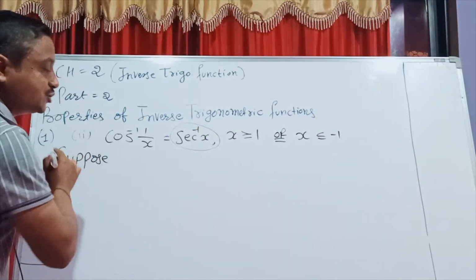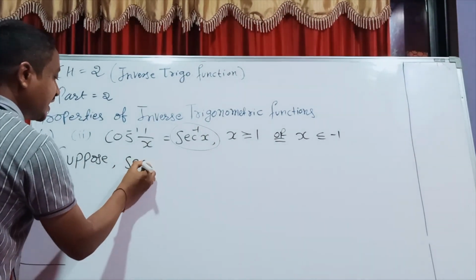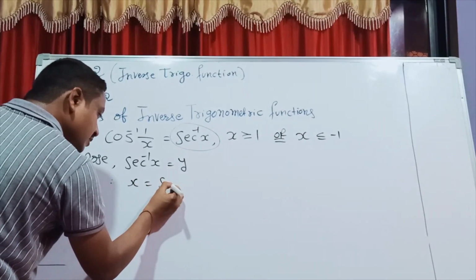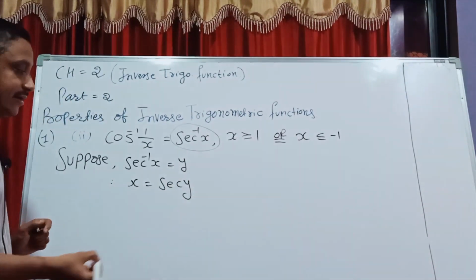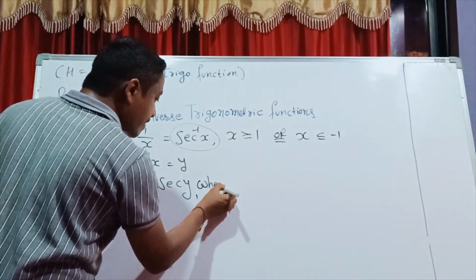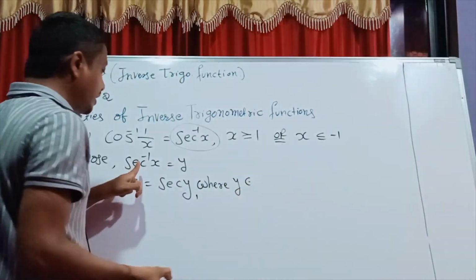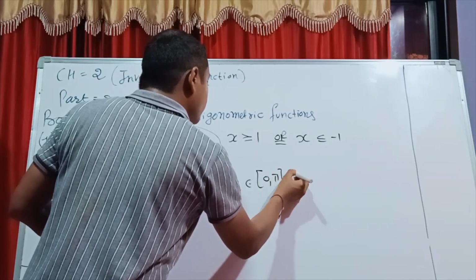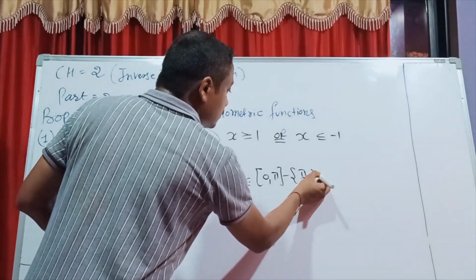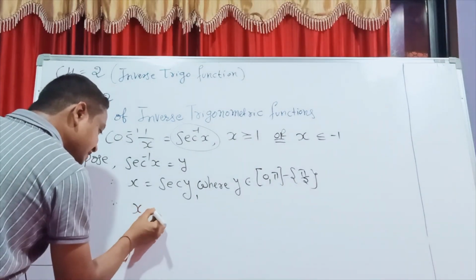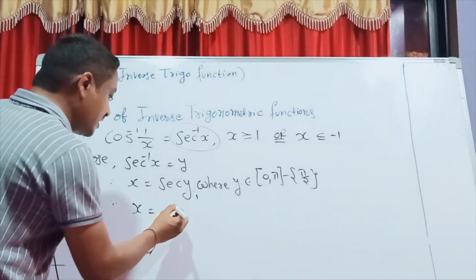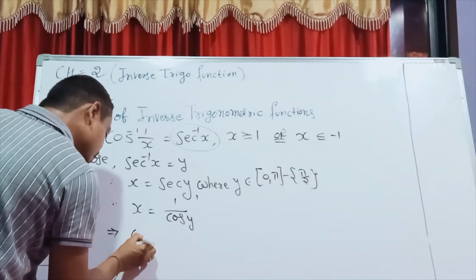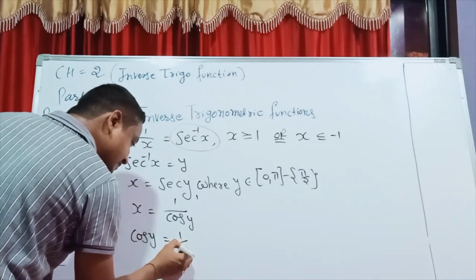sec inverse x is equal to y. So x is equal to sec y, where y belongs to the range of sec inverse x, which is 0 to pi excluding pi by 2. So finally, the reciprocal of sec y is 1 upon cos y. So cos y is equal to 1 by x.